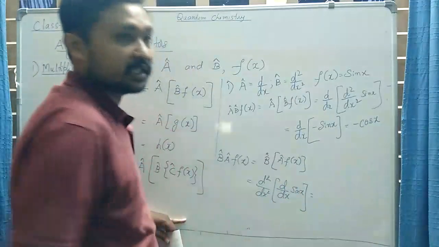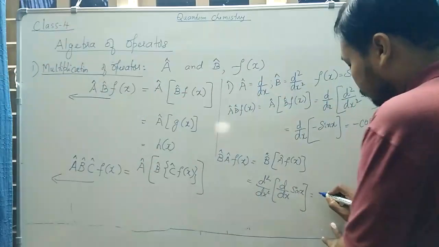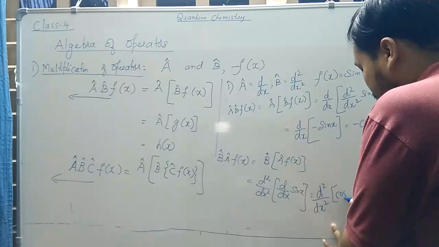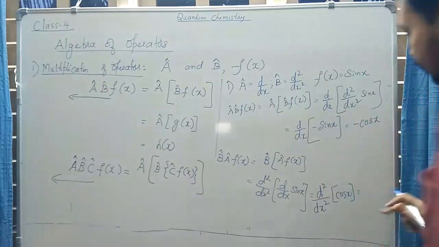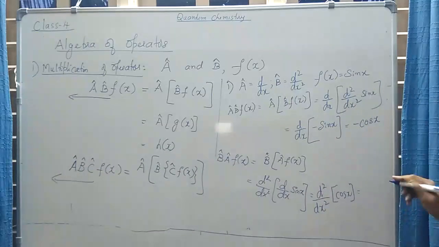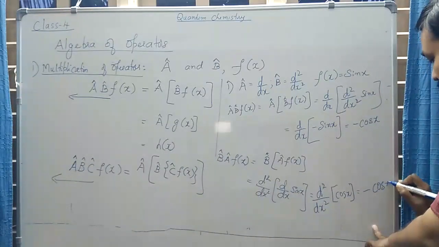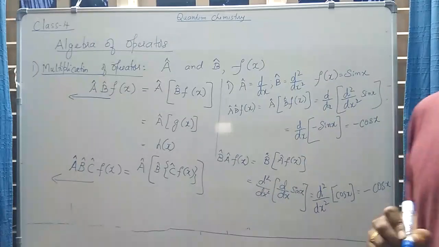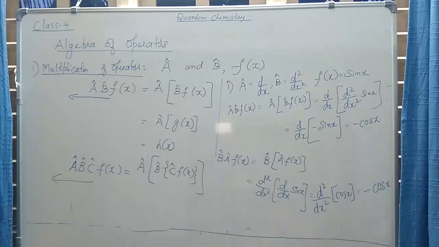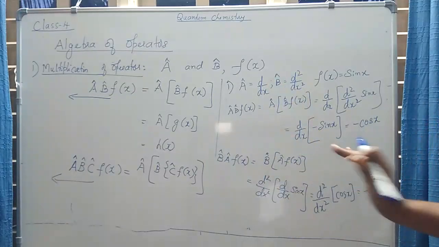sin x. What is d by dx of sin x? Cos x. So d square by dx square of cos x. If I take the double differentiation of cos x, the first differentiation would give minus sin x, and its differentiation again would give minus cos x. So this is the result of B of A of f of x. So we have multiplied two operators in two different sequences. In the first we calculated A into B, in the second we calculated B into A.